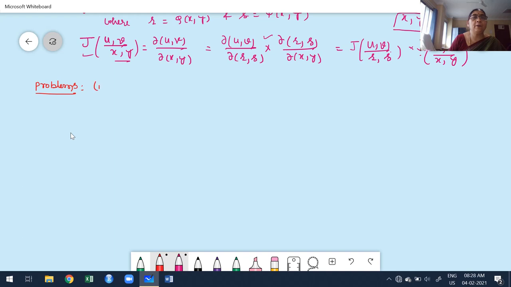First problem. I'm going to take a simple problem first, and after that we are going to solve different types of problems here.